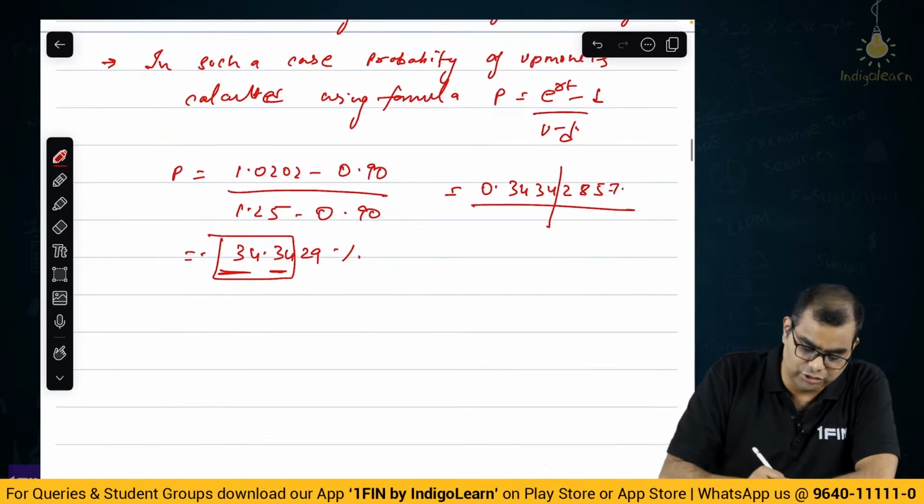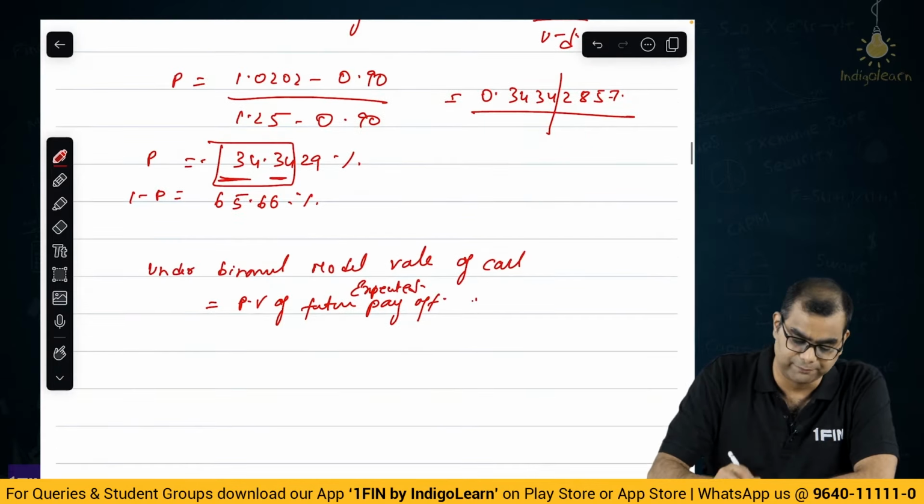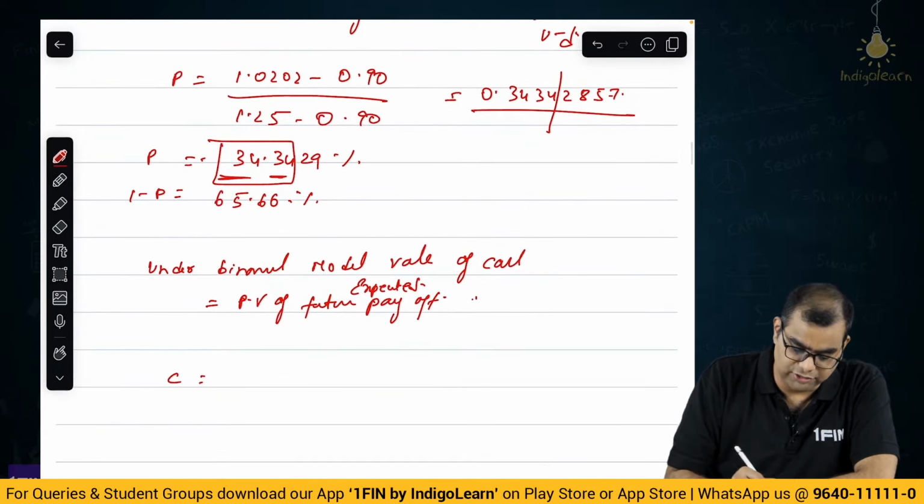The value of a call is equal to the present value of future payoffs, the present value of expected future payoffs. Okay, what is expected? Multiplied by probability. So, call value is equal to present value. For doing present value, you divide by 1.0202. I will write the formula.